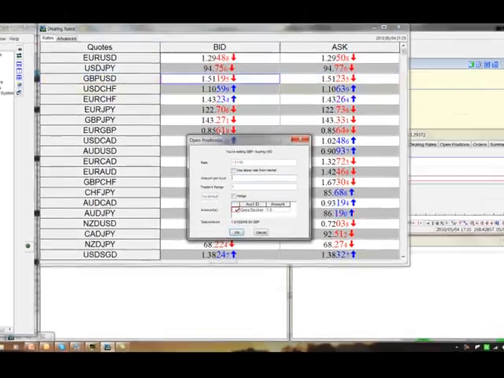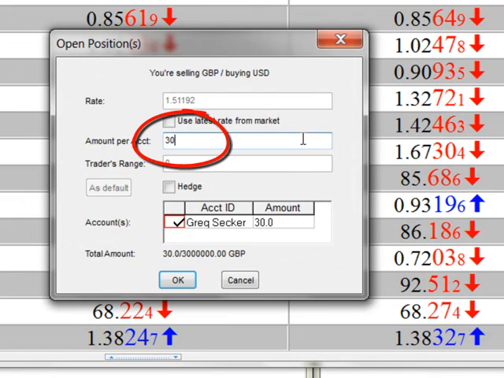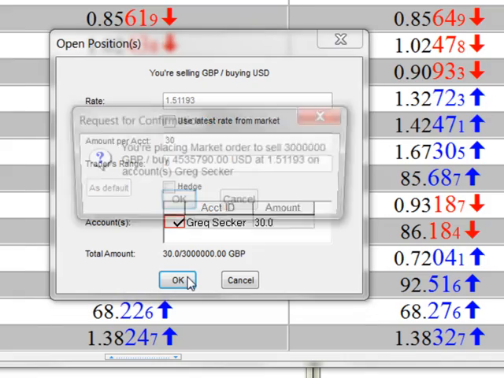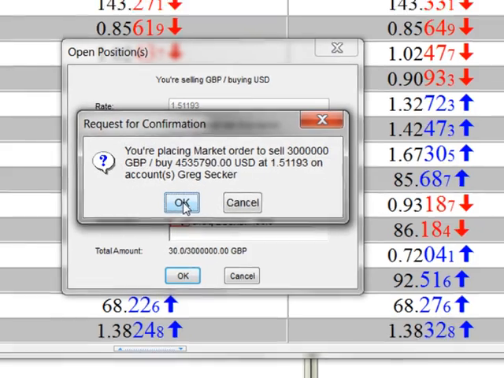I'm going to sell it. I'll put 30 lots in here, which is the equivalent of $300 per pip. So every pip it moves in my favour, I make $300. So every pip it moves against me, I would lose $300 per pip.